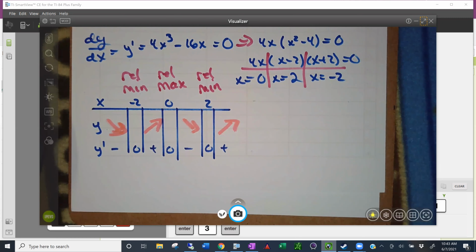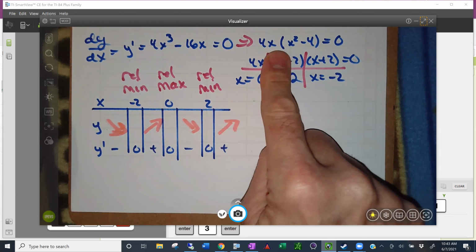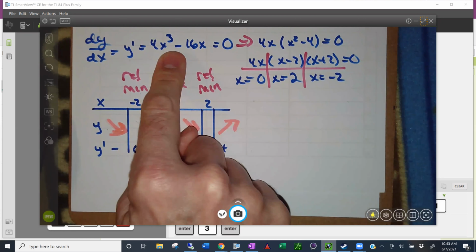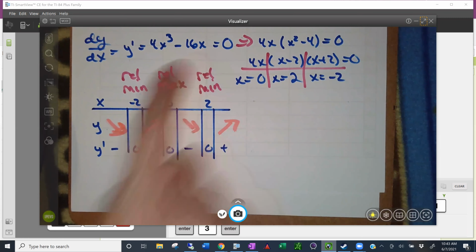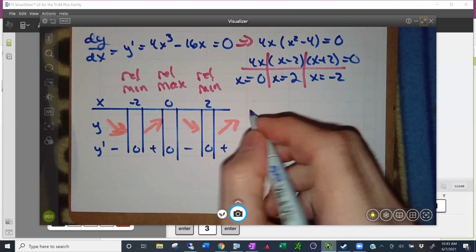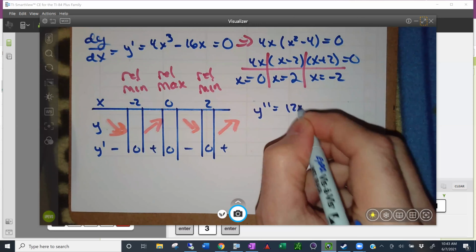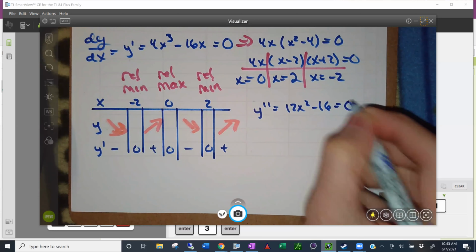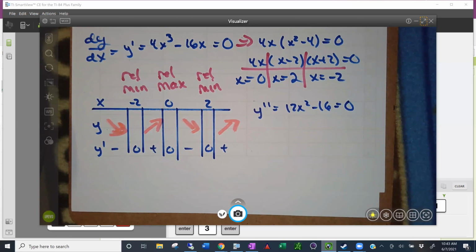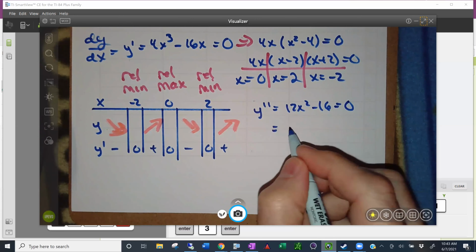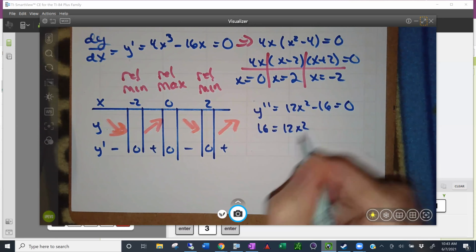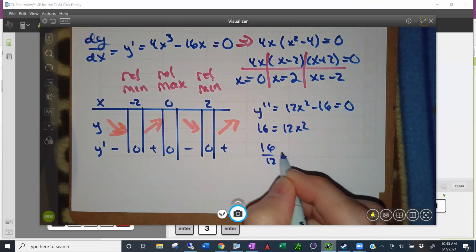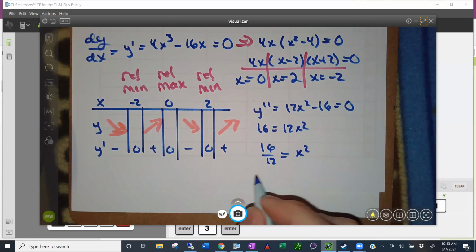Let's keep going with the second derivative. Now, I don't think I do the second derivative here. I go back over to here to do the second derivative. That's going to give me 12x squared minus 16. So y double prime equals 12x squared minus 16. If I set that equal to 0, that's not going to be some pretty points. That's okay. So it's going to be 16 equals 12x squared. 16 over 12 equals x squared. That's going to simplify to 4/3.